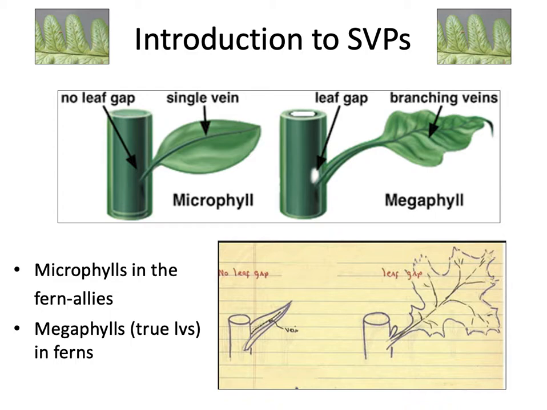Now, a megaphyll, on the other hand, does have branching veins. This is really the leaf as we know it. There's more than one vein. It is always associated with a leaf gap in most cases, and it has true axillary buds.